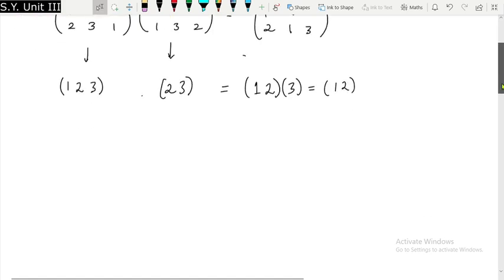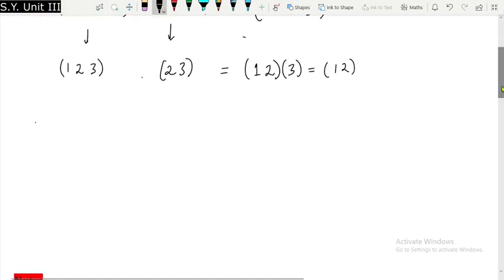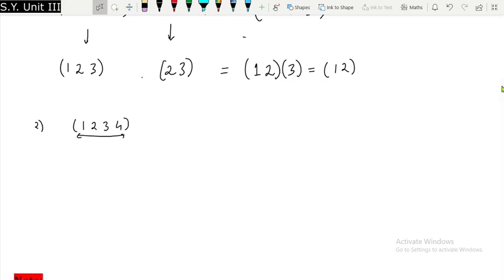Let us go for one more example, maybe 1, 2, 3, 4, right? Consider it as one element, and I will take another element as 1, 2, 4 and 3. Now let us see what is the composition of these two permutations. Now this is a composition of two permutations on 4 symbols. As you can see, 4 elements.